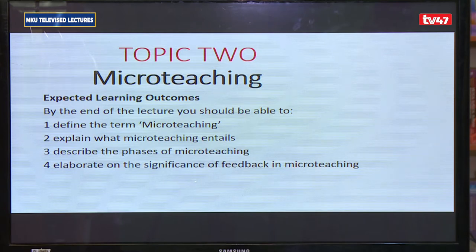For this micro-teaching, what do I expect you to have achieved by the end of the lesson? So let's look at the objectives or our expected learning outcomes. The first one is you should be able to define the term micro-teaching. Secondly, you should be able to explain what micro-teaching entails. Thirdly, describe the phases of micro-teaching. And number four, elaborate on the significance of feedback in micro-teaching. Those are the four expected learning outcomes for our topic.